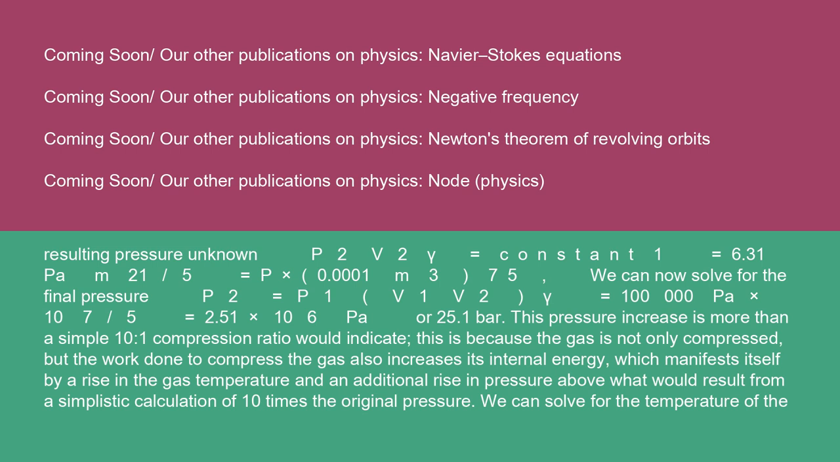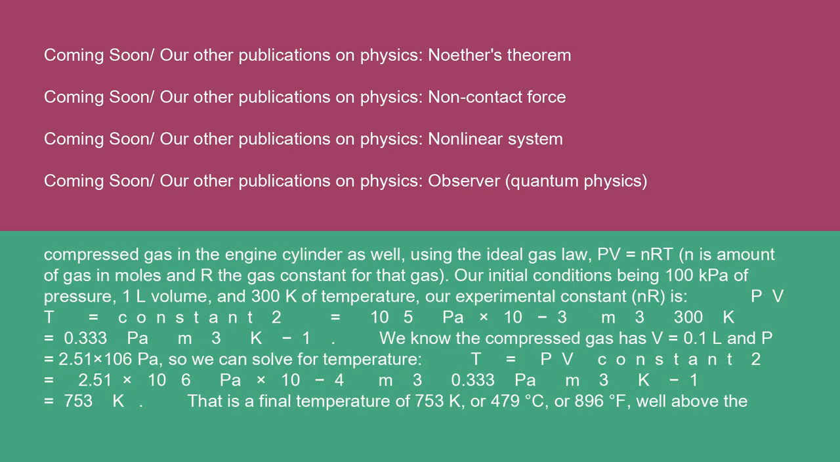We can solve for the temperature of the compressed gas in the engine cylinder as well. Using the ideal gas law, PV = nRT, n is the amount of gas in moles and R is the gas constant for that gas. Our initial conditions being 100 kilopascals of pressure, 1 L volume, and 300 K of temperature, our experimental constant, nR, is PV/T = constant = 10^5 pascals × 10^-3 m³ / 300 K = 0.333 Pa·m³·K^-1.